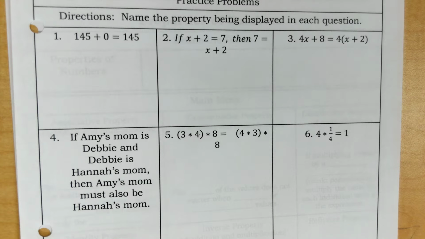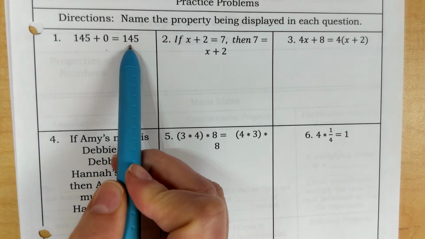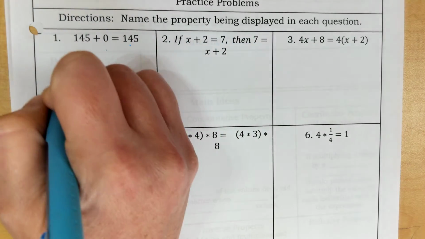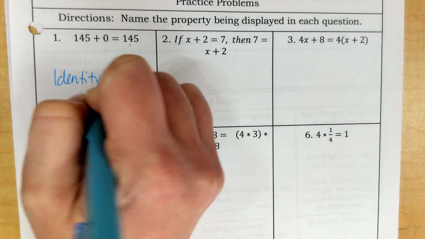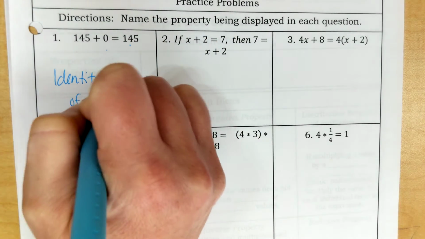Alright, so practice problems for properties of numbers. We are looking for the property that's being displayed in each of these questions. First off, we have a number being added to 0 and it's staying the same number. So it's keeping its identity. That's going to be an example of the identity property, specifically the identity property of addition.